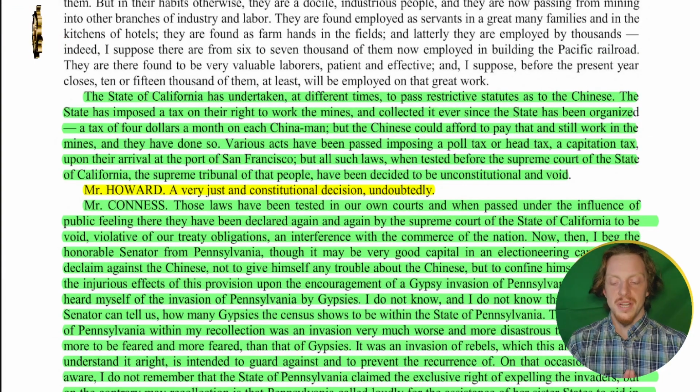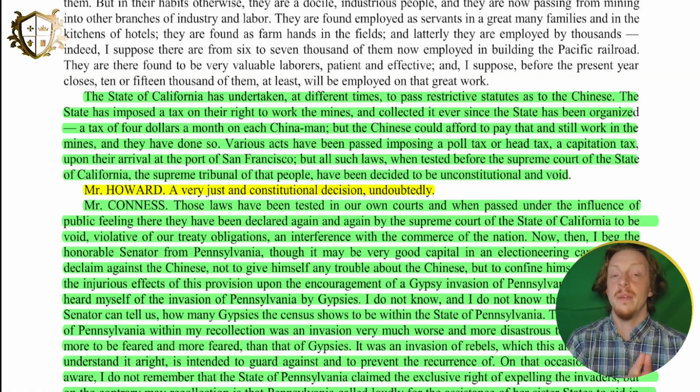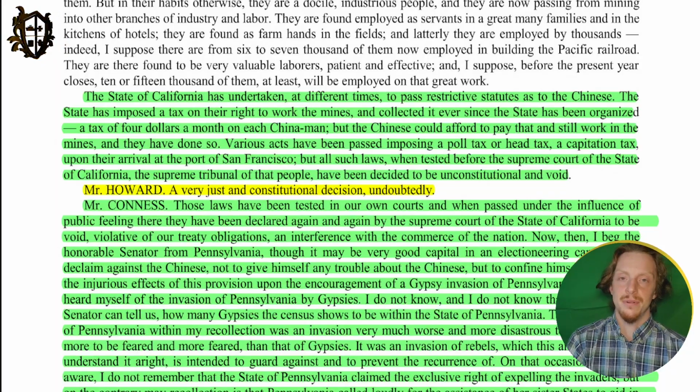Mr. Howard says a very just and constitutional decision, undoubtedly. He affirms that it was unjust and that it was unconstitutional for those Chinese foreigners in California to be deprived of the privileges of a Californian citizen.